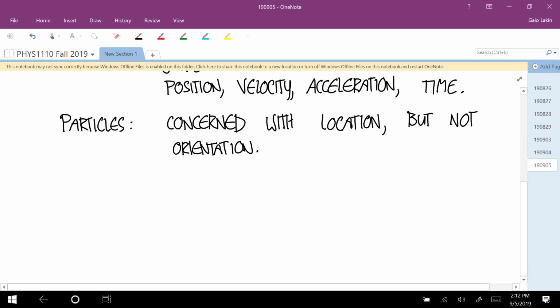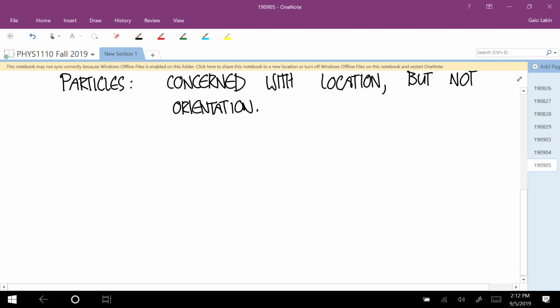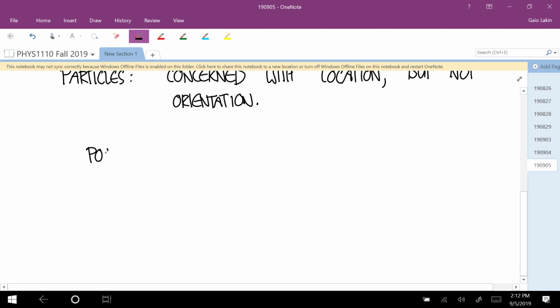Okay, so with particle kinematics, we're dealing with relationships between position, velocity, acceleration, and time. So let's think about what it means to put a numeric value on the position of something. So we'll start with talking about position.